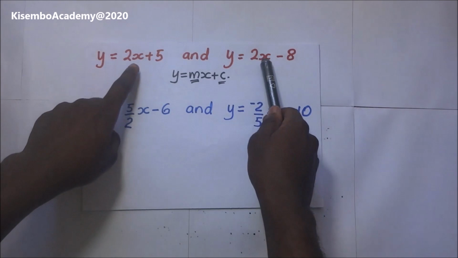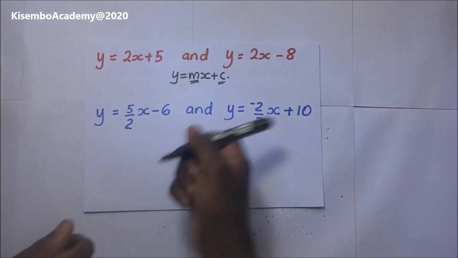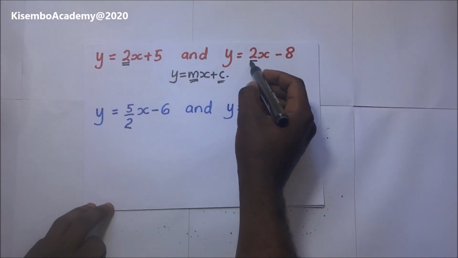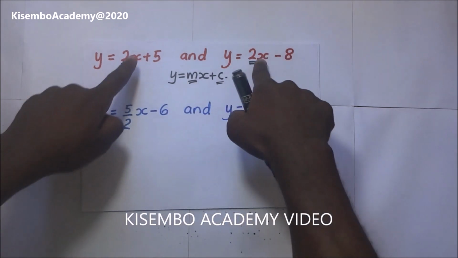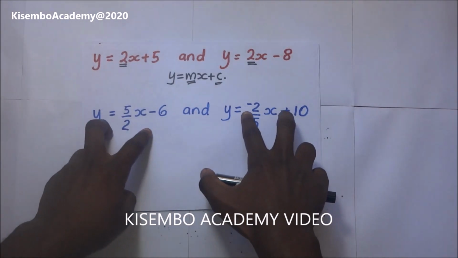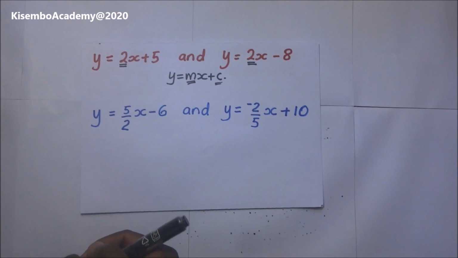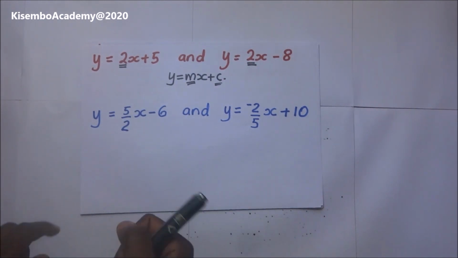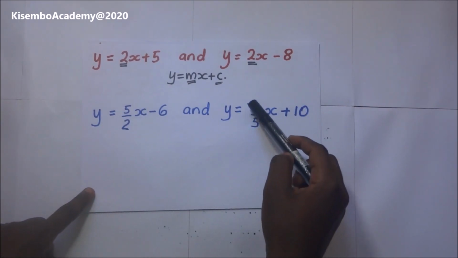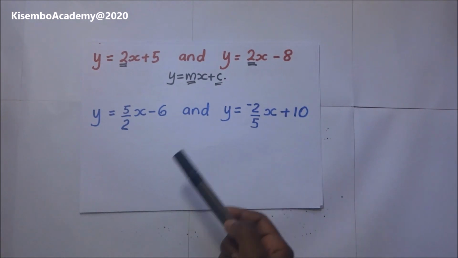Now if you look at the ones in red, you will discover that the value of m is the same. Here y = mx, the value of m is 2, and the value of m here is also 2. So when you look at these 2 equations, the value of m is the same. But for these other 2 equations, the values of m are not exactly the same. They are just changing signs. For example, the value of m here is 5/2, and the value of m for this one is -2/5. By value of m, I'm talking about the slope, the gradient of the line.